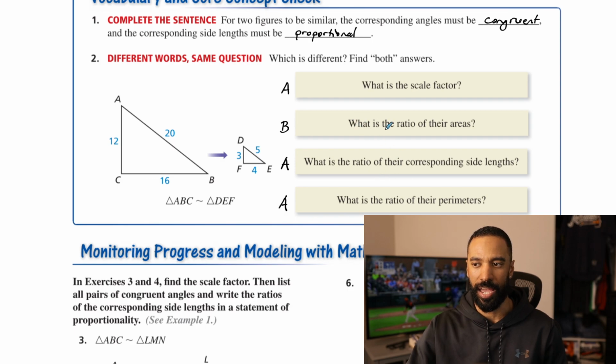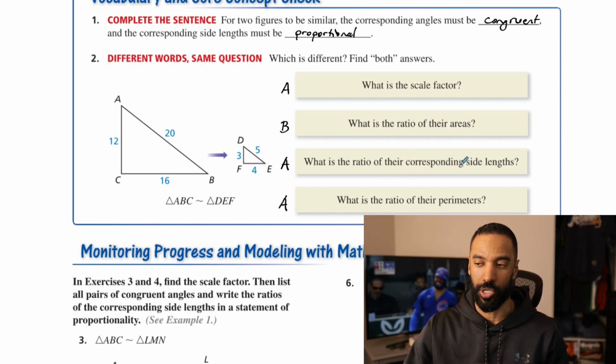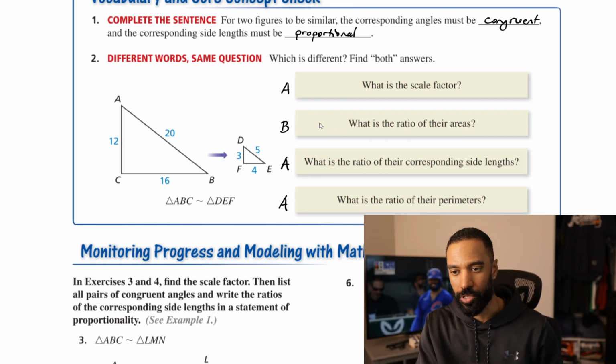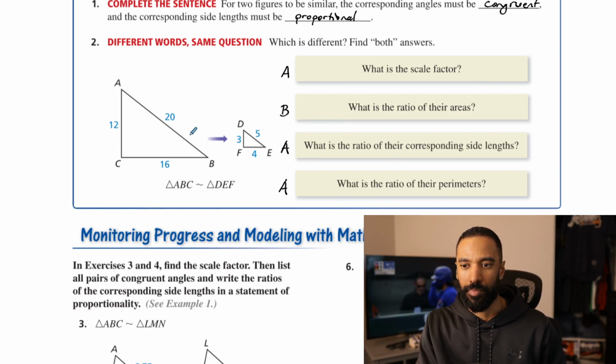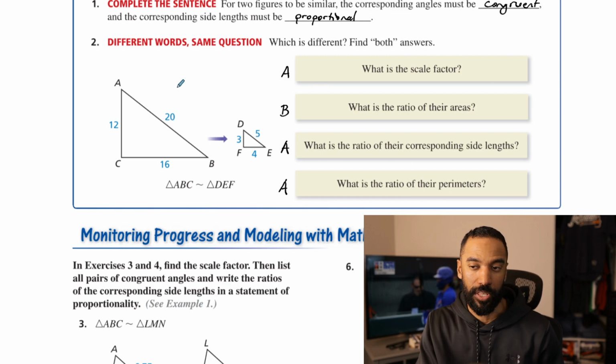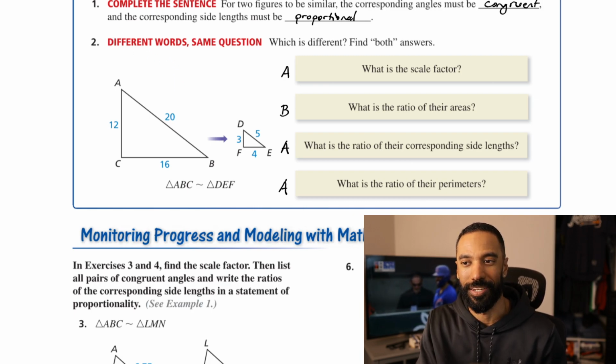Those are equal. That is A. The ratio of areas is the square of the ratio of the corresponding side lengths, not equal to. And there are two objects right here, and they're not asking us to answer the question, but that's it there.